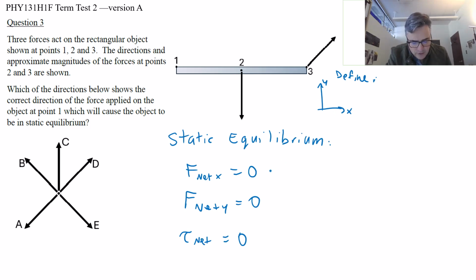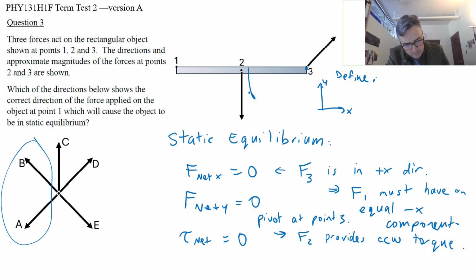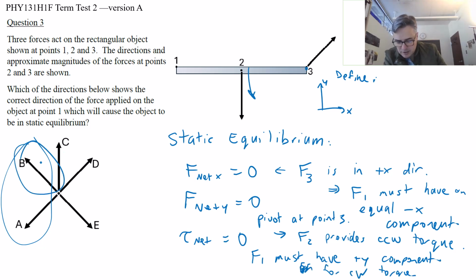Right away, since F net x equals 0 and F3 is in the plus x direction, F1 must have an equal negative x component. It's got to be B or A. And then lastly, let's put the pivot at point 3. F2 provides a counterclockwise torque around point 3. So F1 must have a plus y component in order to give a clockwise torque. So that means it's B.